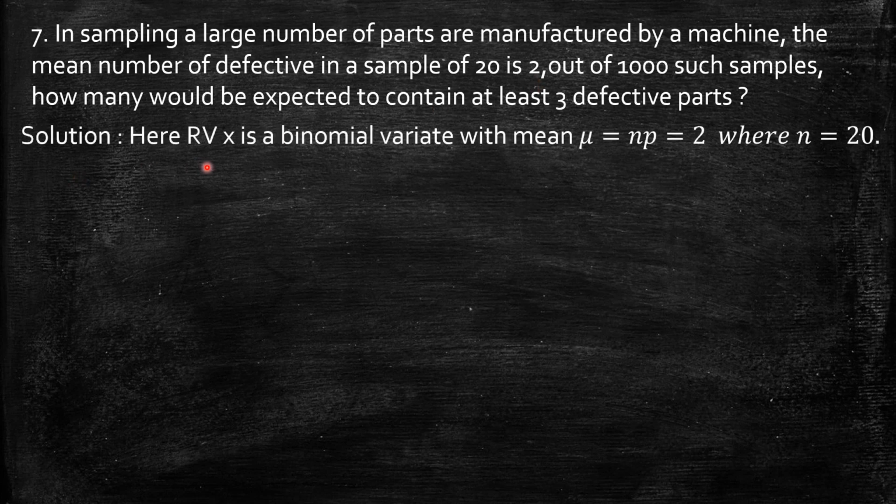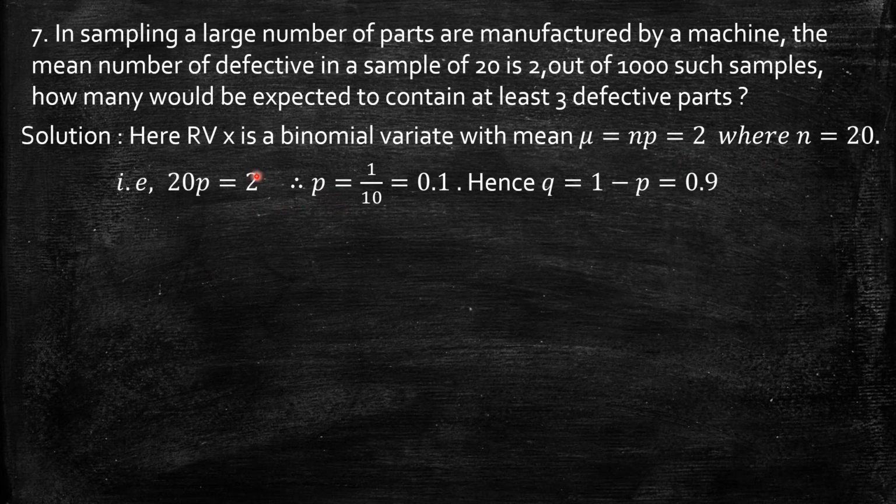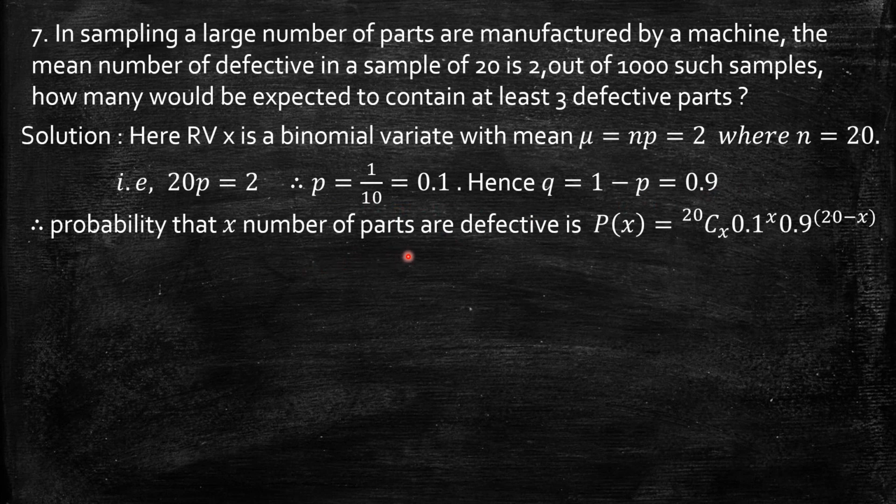So here the random variable x is a binomial variate with mean mu, that is NP, is 2, where N is 20. So that means P is equal to 2 by 20, that is 1 by 10, which is nothing but 0.1. So hence Q is 1 minus P, that is 0.9. So now I have N is 20, the probability of success, that is a defective item, is 0.1 and Q is 0.9. Thereby the probability that x number of parts are defective, probability function P of x here is 20Cx 0.1 power x 0.9 power 20 minus x.